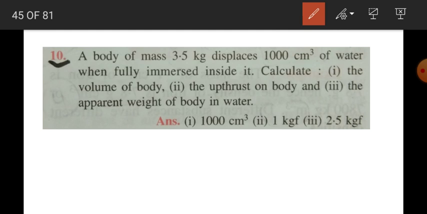So they have mentioned here 1000 centimeter cube of water is getting displaced, right? So it means the volume of the body will be 1000 centimeter cube. So एक तो हमें आंसर मिल गया, वॉल्यूम ऑफ द बॉडी. ओके, कॉन्सेप्ट बेस्ड है, उसमें कुछ सॉल्व नहीं करना है.